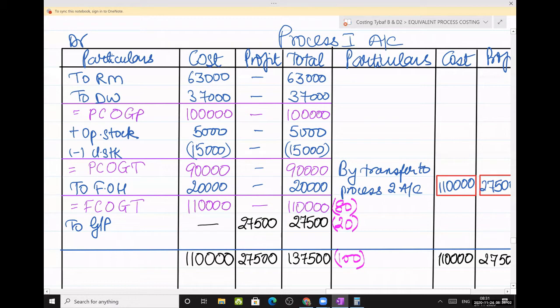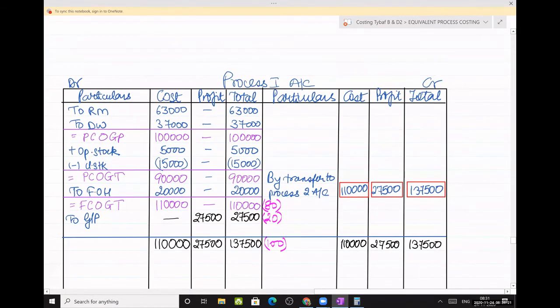Raw material, direct wages gives me prime cost of goods produced. Our opening stock less closing stock will give me prime cost of goods transfer. At factory overheads, it will give you factory cost of goods transfer. At the profit percentage, you will get your transfer price. And now come to the closing side. So the balancing figures will be transferred to the next process, that is process 2. So the balancing figures are 1,10,000, 27,500 and 137,500.